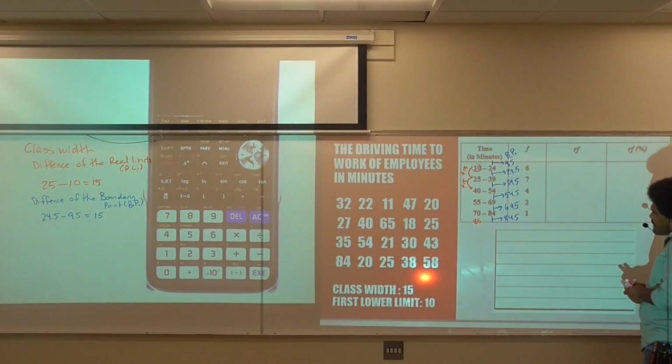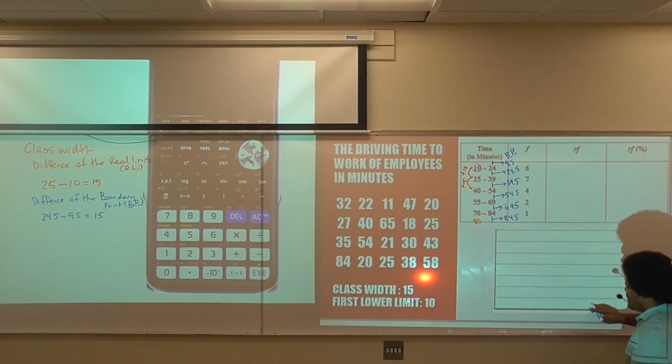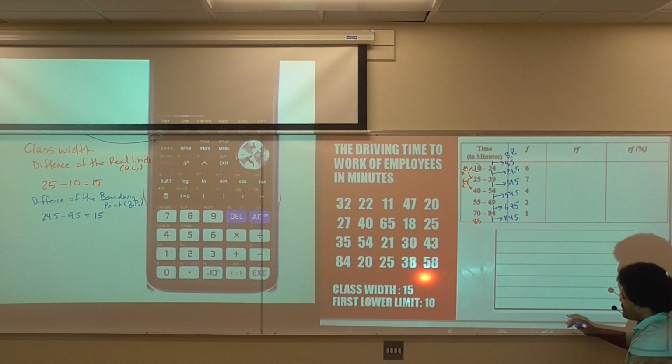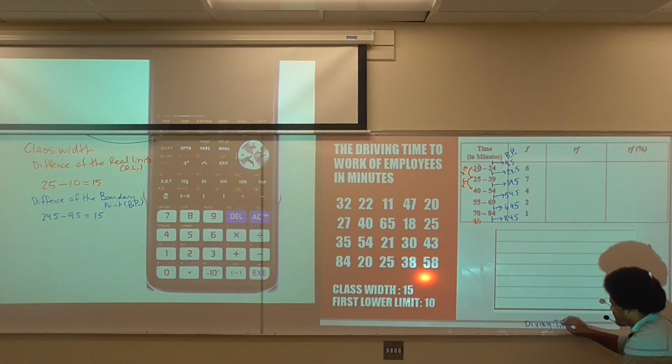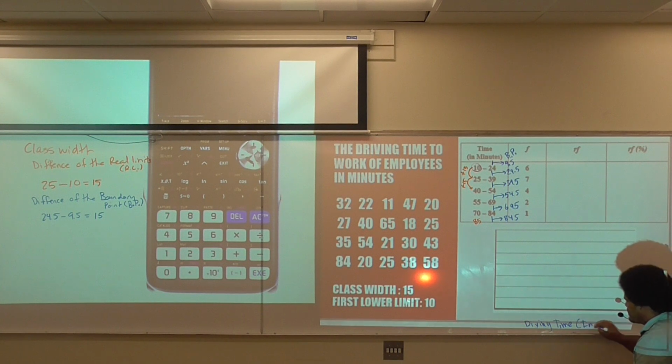Once again, what goes on the x-axis is always your variable, your measurement, which in this case is driving time, and it's in minutes.